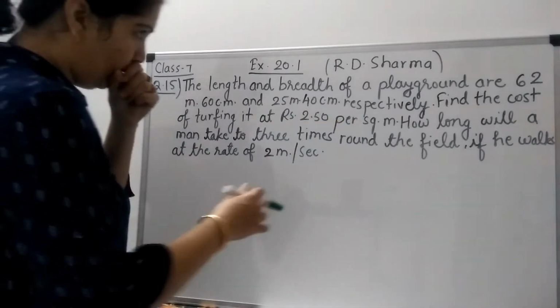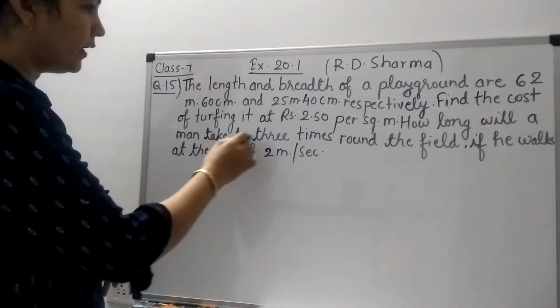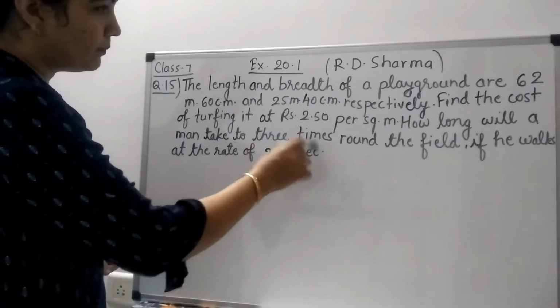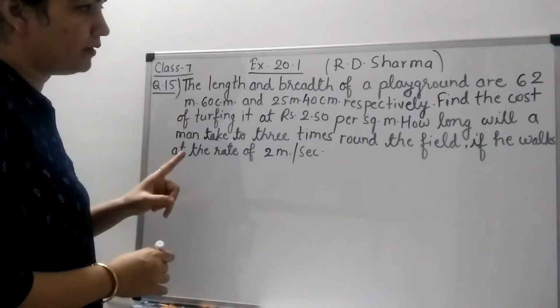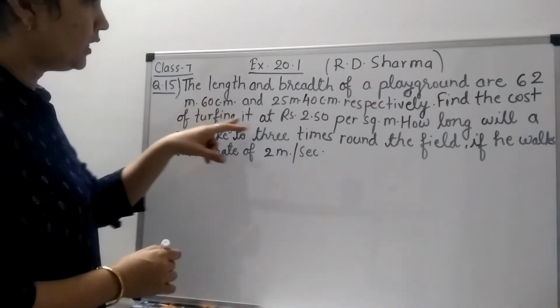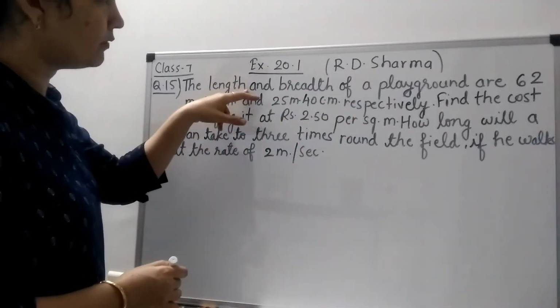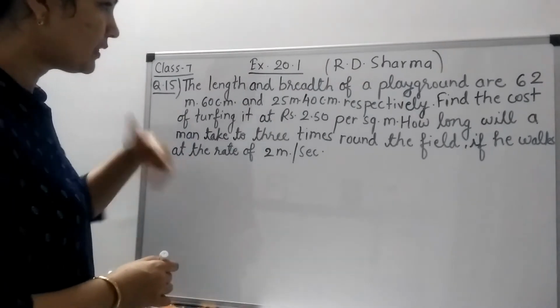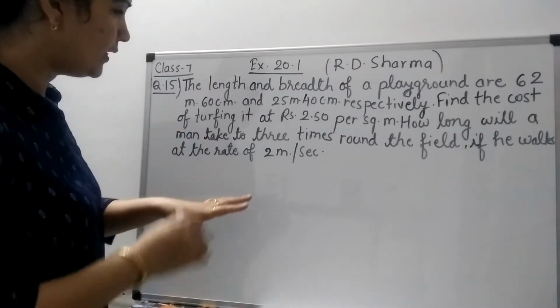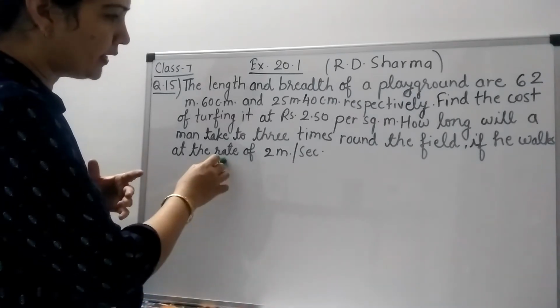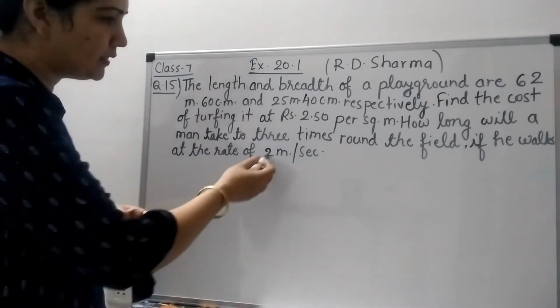How long will a man take to go 3 times round the field if he walks at the rate of 2 meter per second? Now there are two questions in that. First we have to see what will be the cost for turfing that rectangular field or this playground. And second, if there is a man and he is taking 3 rounds of that field, how much time he will take if his rate is 2 meter per second, means speed is this much.